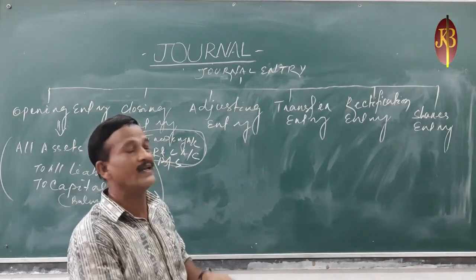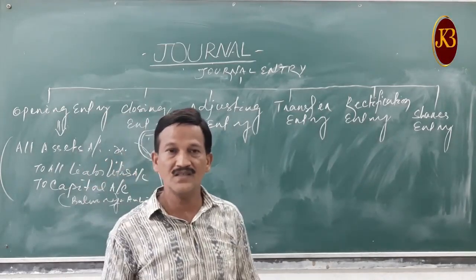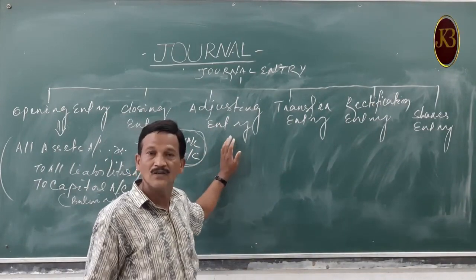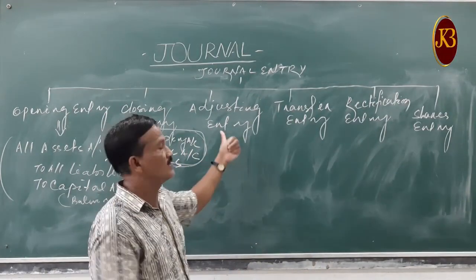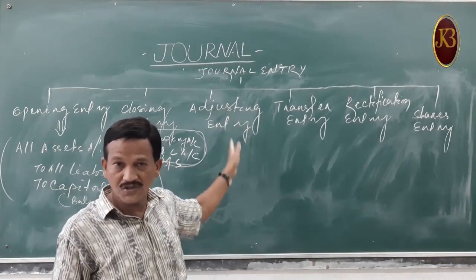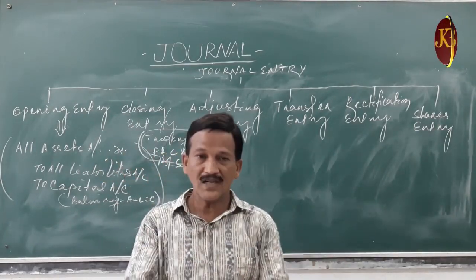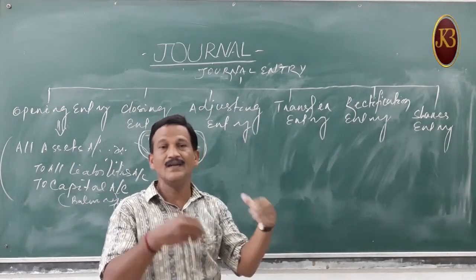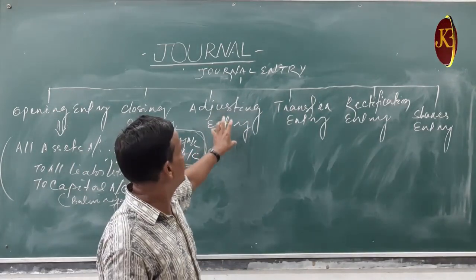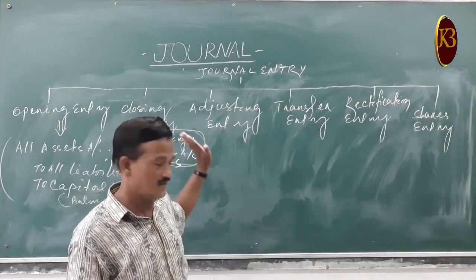Depreciation is not a cash expenditure, so it is to be adjusted in the books of accounts. Interest on capital provided, interest on drawings charged, outstanding income, advance income received, bad debt recovered, these are the various types of adjusting entries.